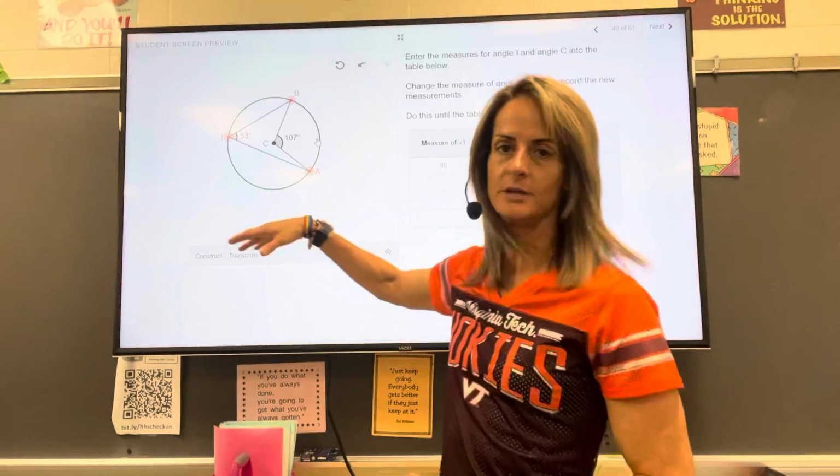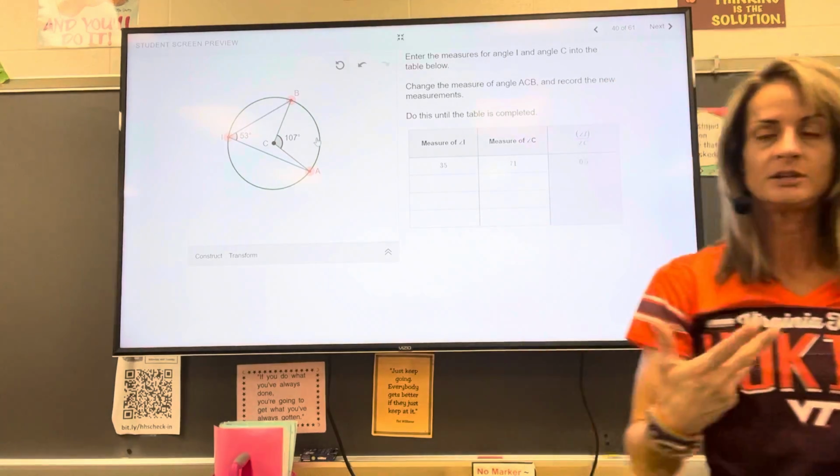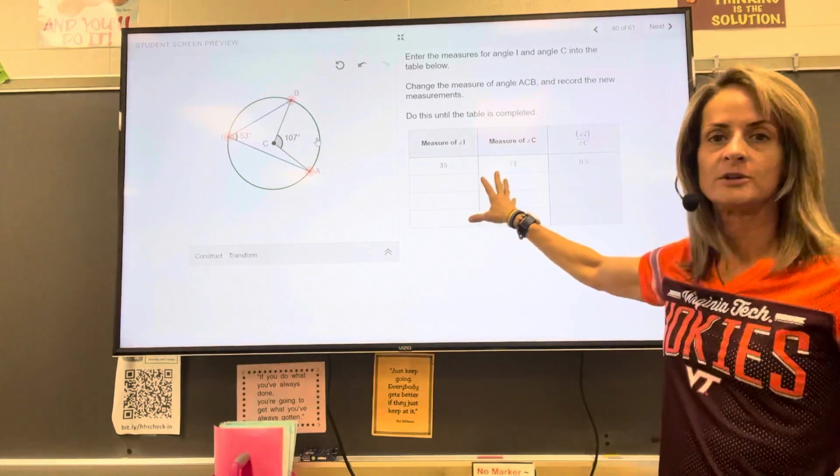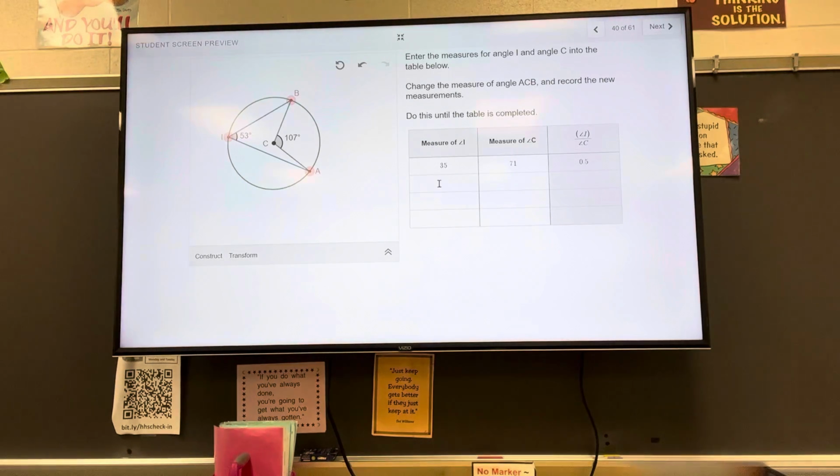I'm just going to move it around and then record my measurements over here and look at the relationship. You should have different angle measures here, but we should all get the same relationship. So angle I, 53, angle C is 107. I'm going to move it again. 27, 54. Last one. 17, 35. So you can see the relationship: angle I is half of angle C.